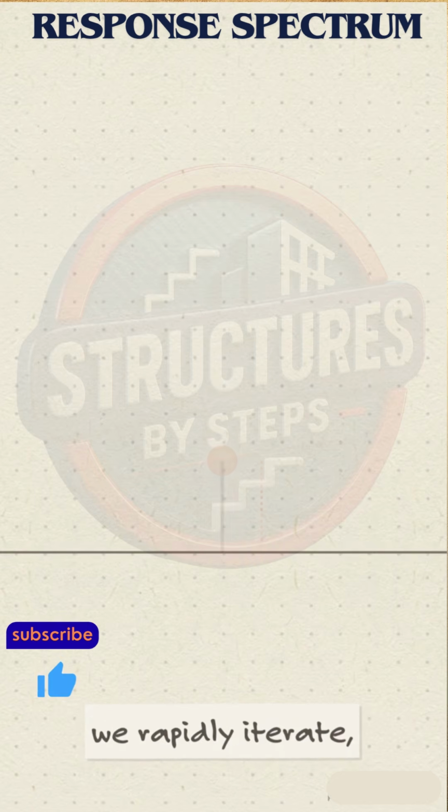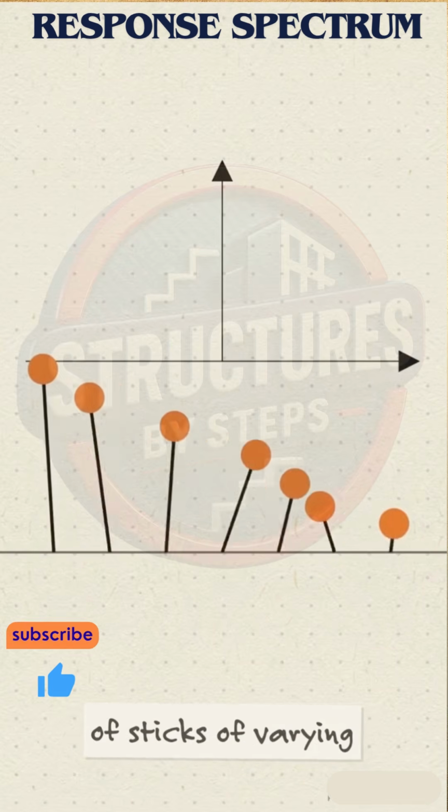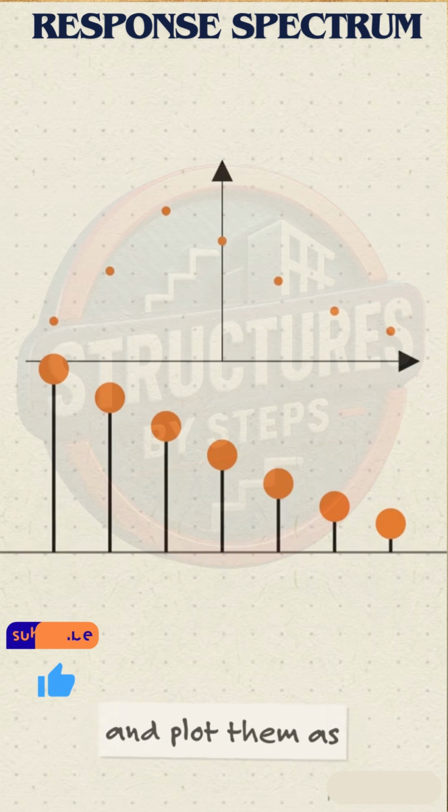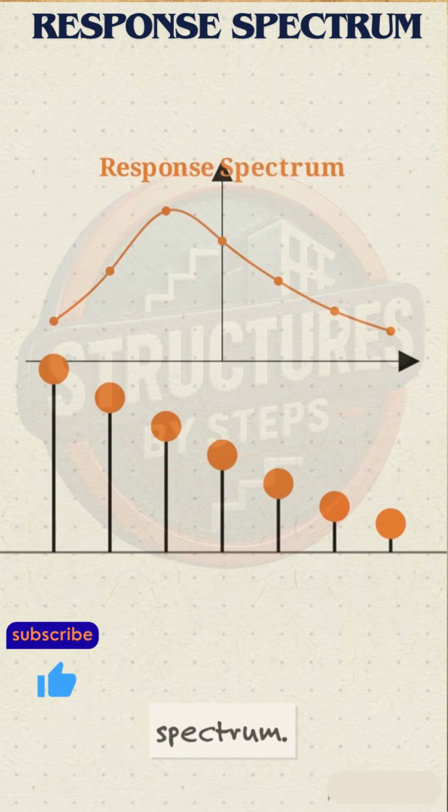Now we rapidly iterate, simulating hundreds of sticks of varying frequencies. We run the exact same earthquake, extract each peak sway, and plot them as data points. Connect them, and you get a continuous curve, the response spectrum.